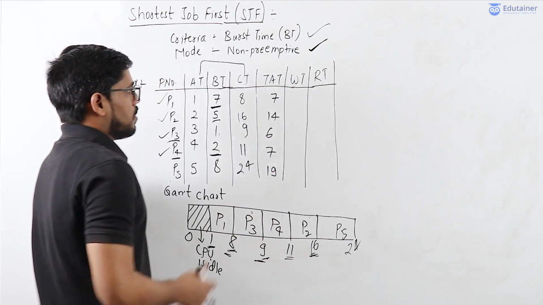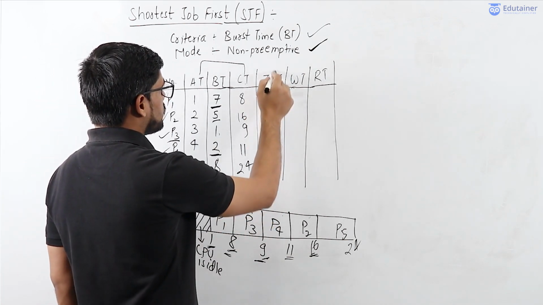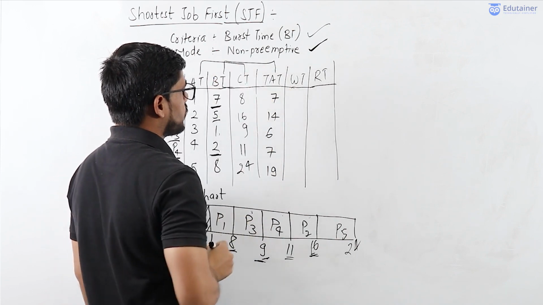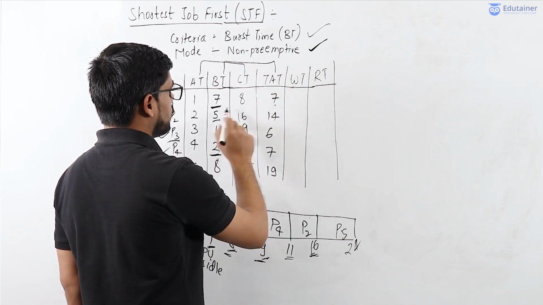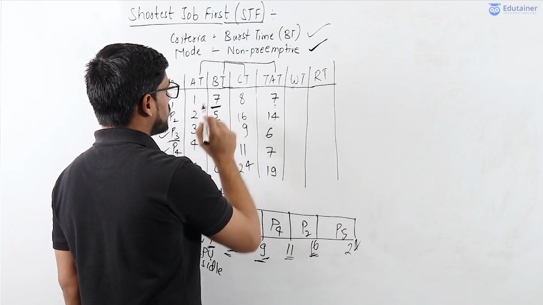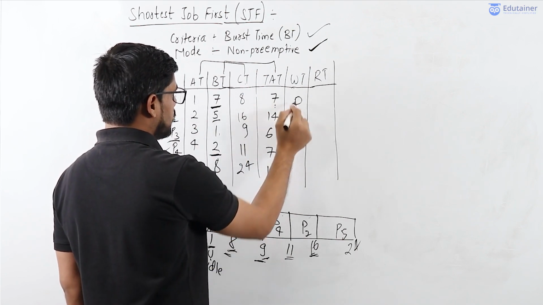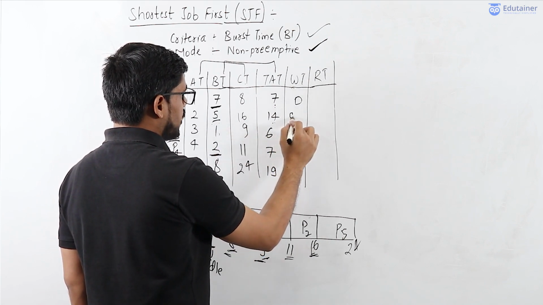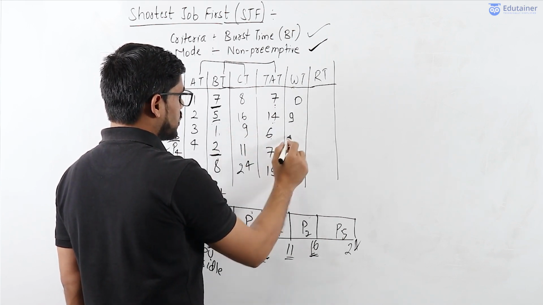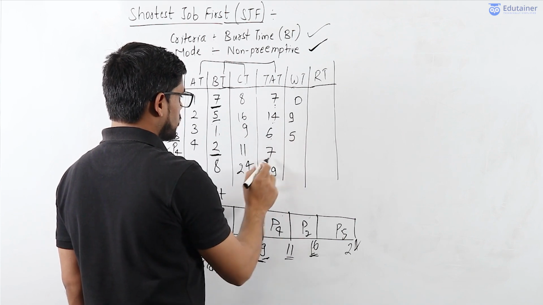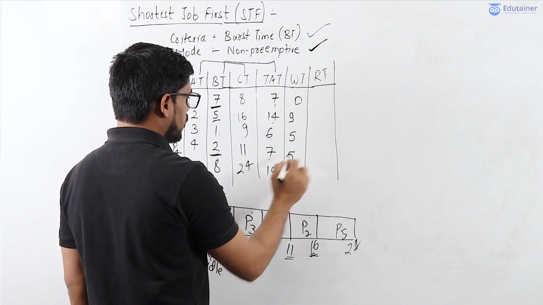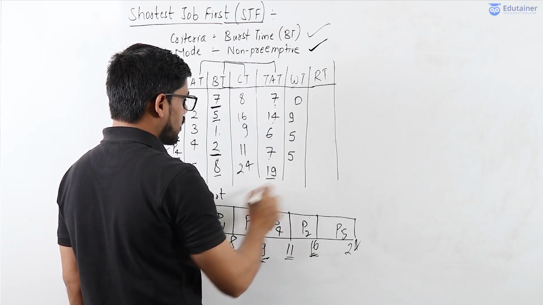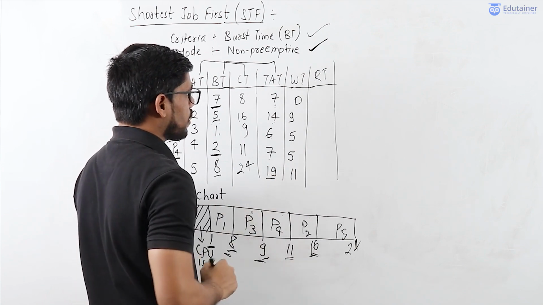Okay. Now waiting time. Waiting time is turnaround time minus burst time. So what is turnaround time? Process P1 is 7 and the burst time is also 7. So 7 minus 7 is 0. Process P2, 14 minus 5 is 9. Process P3, 6 minus 1 is 5. Process P4, 7 minus 2 is 5. And process P5, 19 minus 8 is 11.